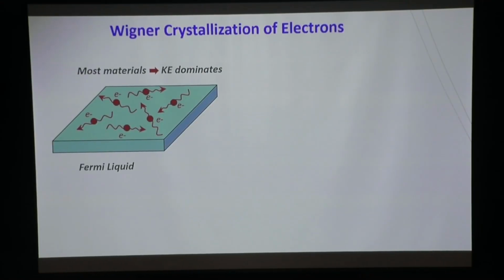Okay, so what is a Wigner crystal? A Wigner crystal is a crystal of electrons. And I'll just start by saying that most materials are not Wigner crystals. And the reason is because for most materials, the kinetic energy of the electrons dominates. It's the dominant energy of the system. And that makes the electrons move around. And they swim around like water, like waves in the ocean. And they behave like a liquid. In fact, that's what we call them, a Fermi liquid.